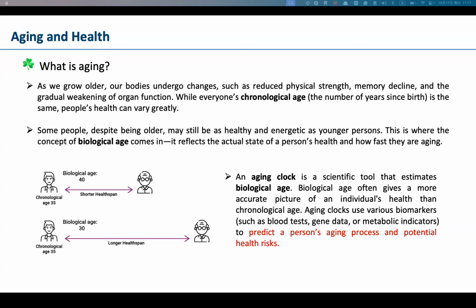So an aging clock is a scientific tool that estimates biological age, and biological age often gives a more accurate picture of a person's health than CA. Aging clocks use various biomarkers such as blood tests, gene data, and metabolic indicators to predict a person's aging process and potential health risks.